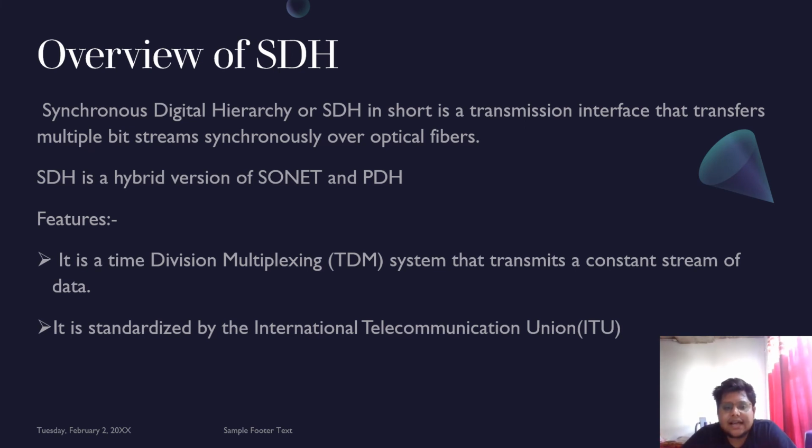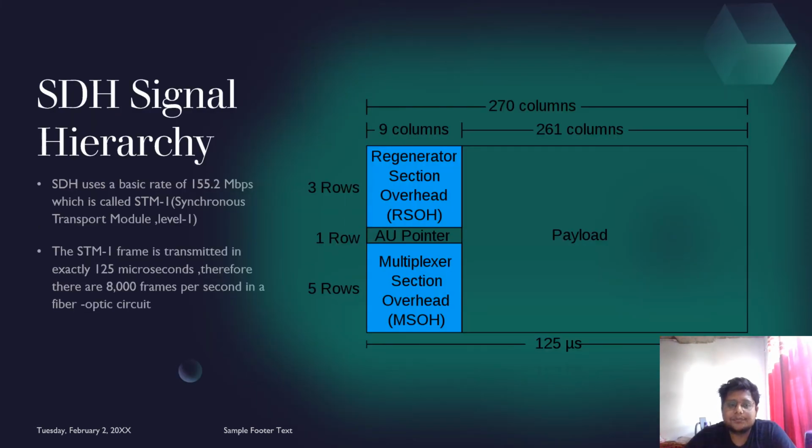Of course, SDH is a hybrid form of SONET and PDH. PDH itself is a predecessor of SDH, and the disadvantages that happened with PDH are resolved by this version, SDH. It is also a time division multiplexing system. That means the time itself is synchronous here, and a single clock system is used. The standardization here is handled by the International Telecommunication Union, or ITU in short.